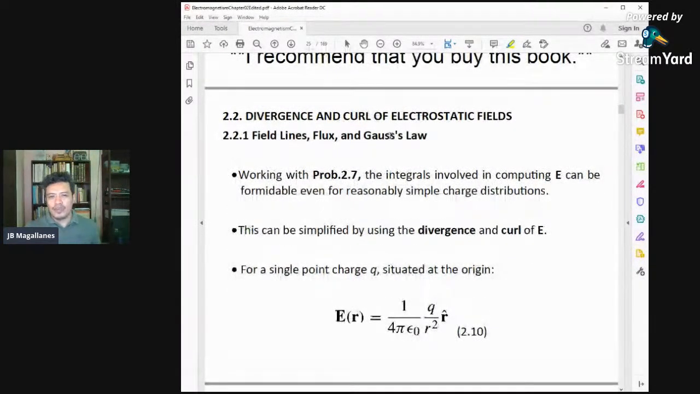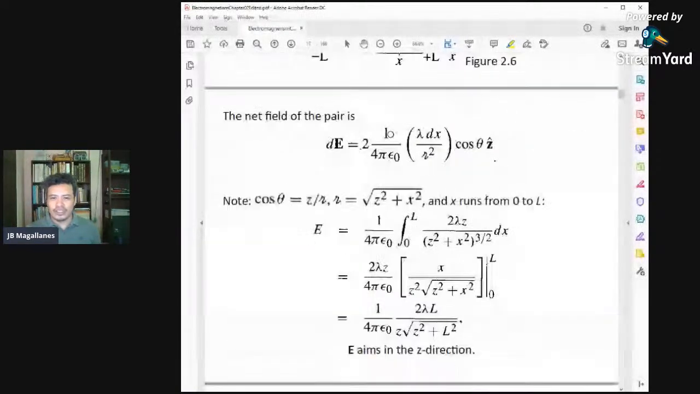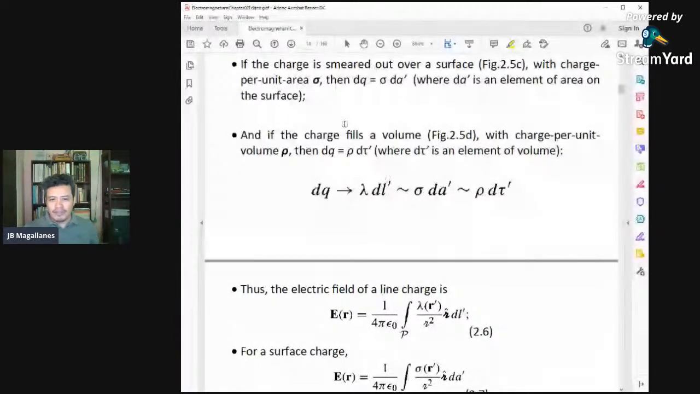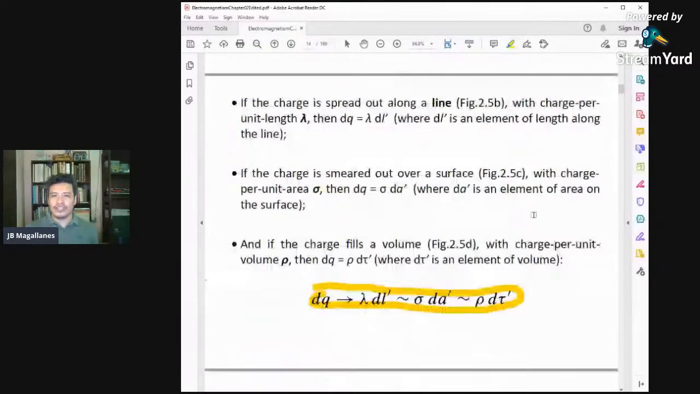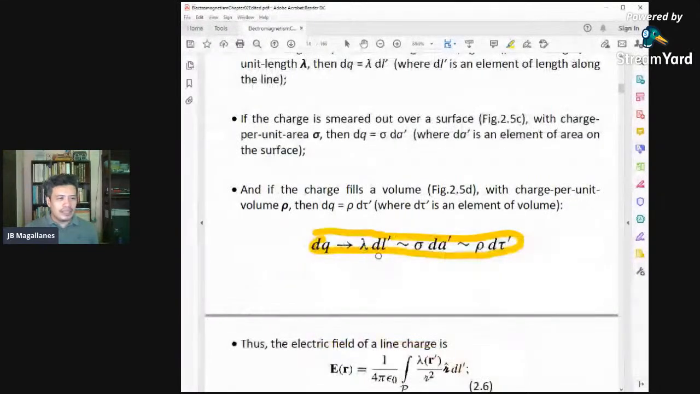In the last meeting we discussed the distribution of charges, and you have three kinds of distribution of charges. You have dQ in the expression for the electric field. The dQ here can be changed to lambda dL if you have a line distribution of charge, or sigma dA when you have charge distribution on an area, or rho dτ when you have a charge distributed in a volume.